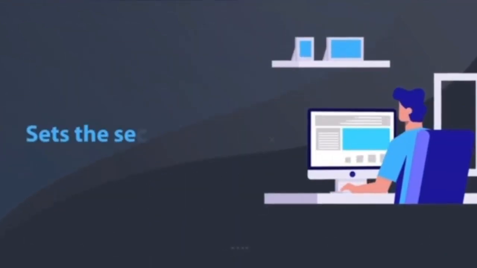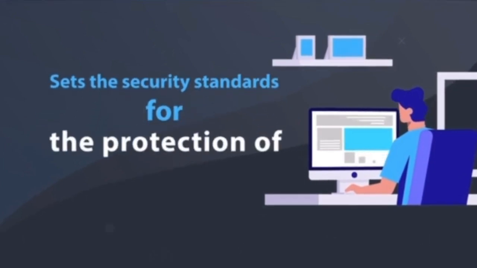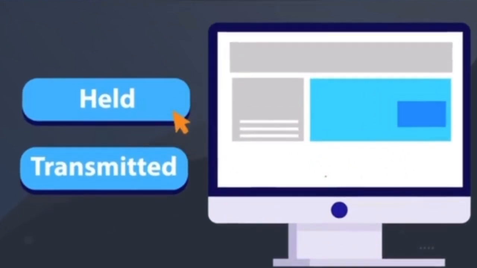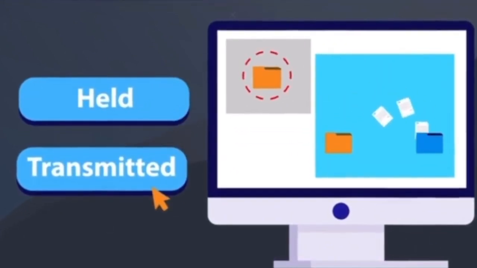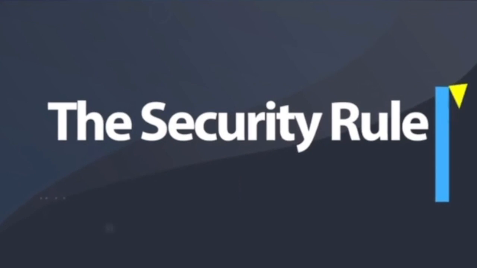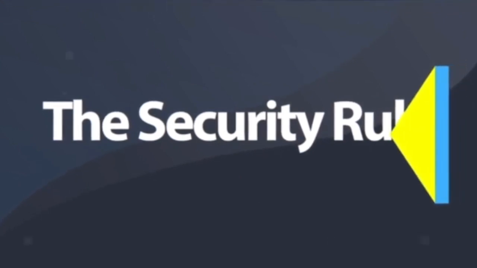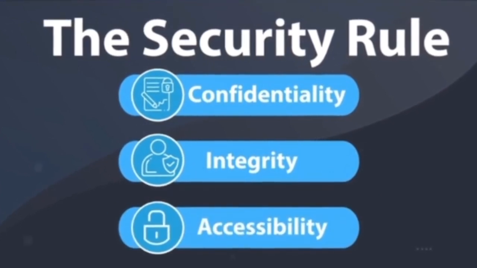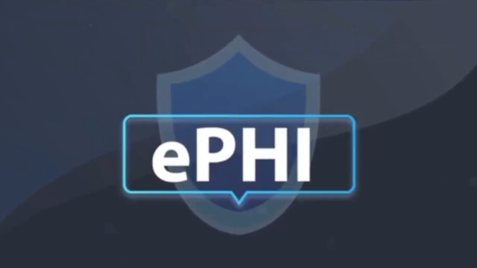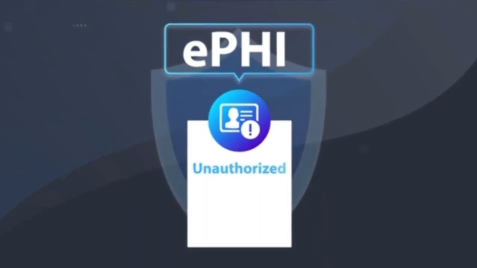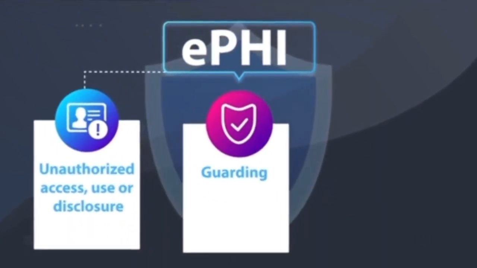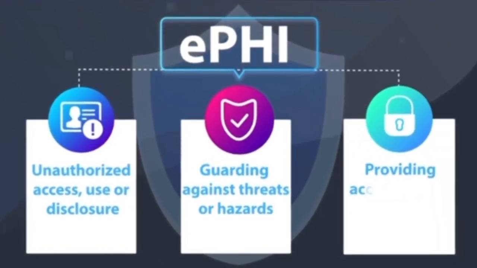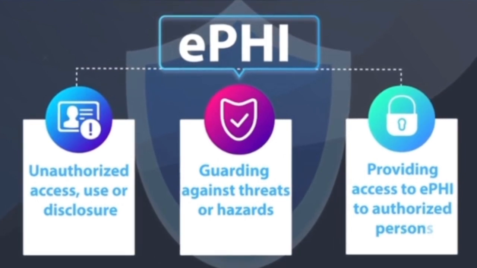The security rule sets the security standards for the protection of electronic protected health information, ePHI, which is health information that is held or transmitted specifically in electronic form. The security rule is a set of regulations designed to ensure the confidentiality, integrity, and accessibility of ePHI. This means protecting ePHI against unauthorized access, use, or disclosure, guarding against threats or hazards to the security or integrity of ePHI, and providing access to ePHI to authorized persons when required.